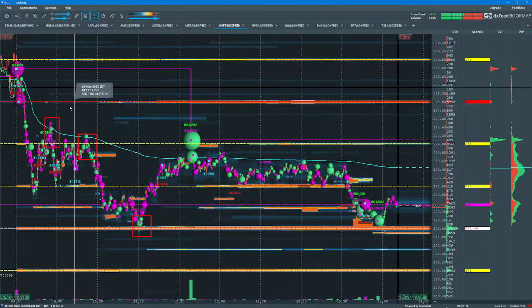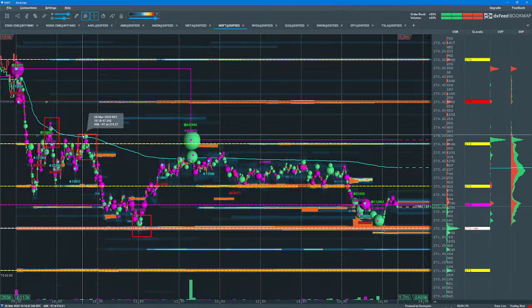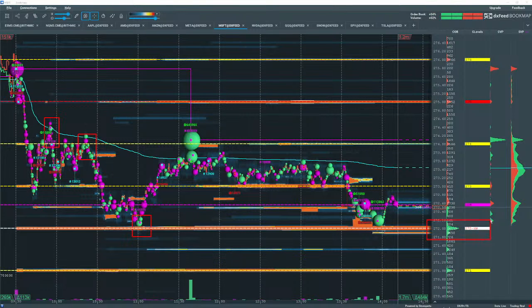And you can see the reversal at VWAP a couple of times. Good for a couple points down to the 272 hedge wall, and all the liquidity at that level that came in at the open.